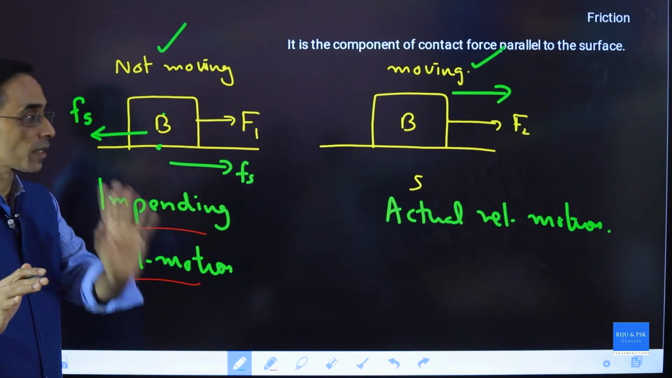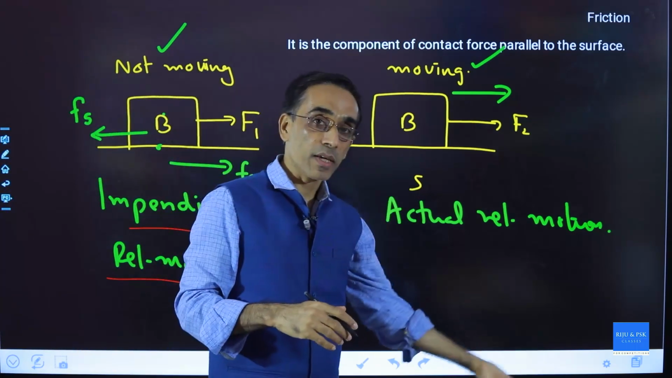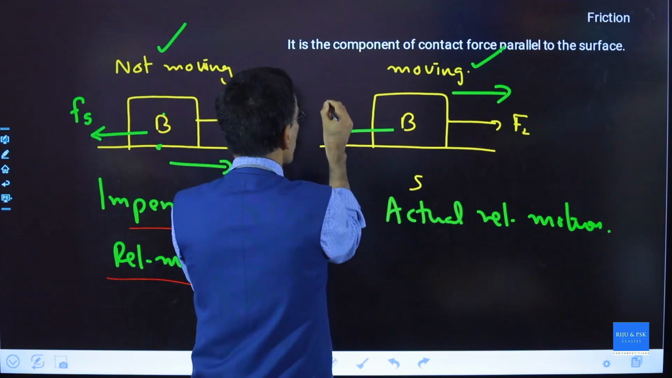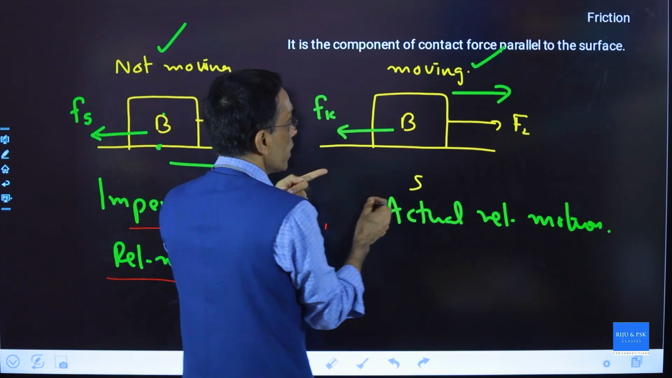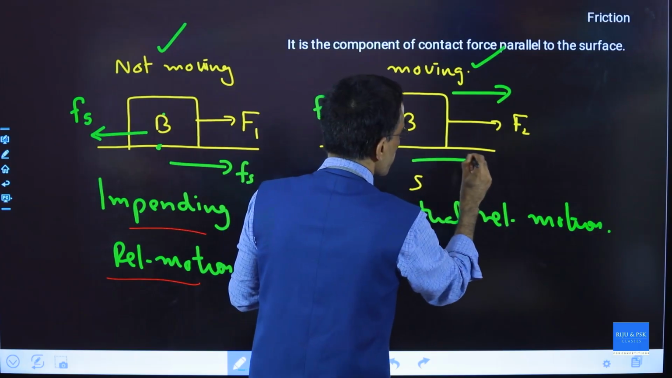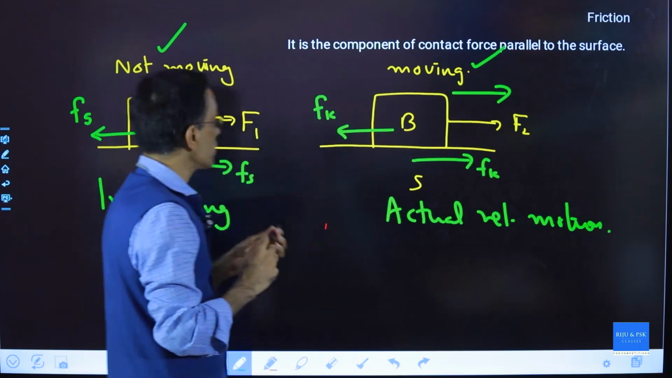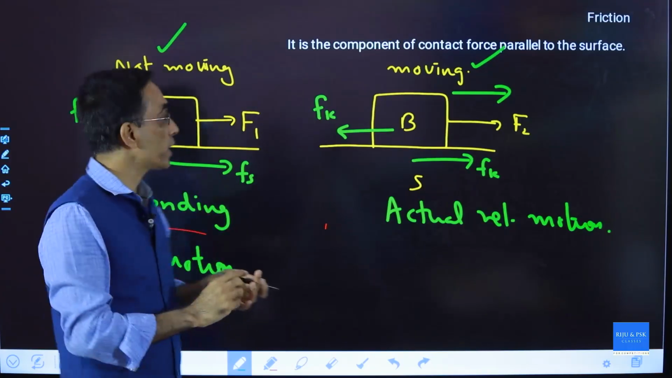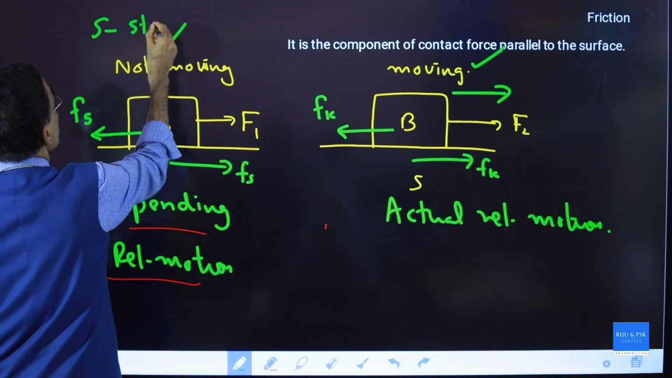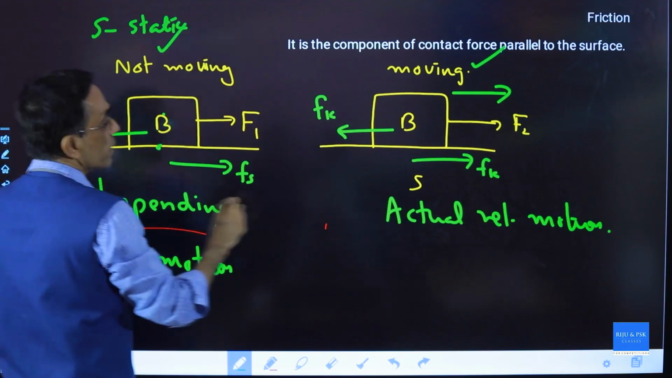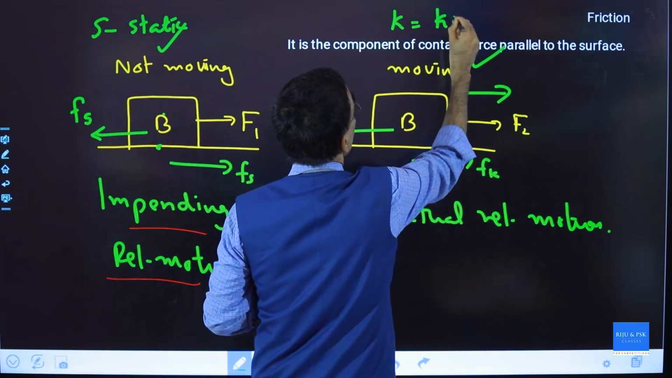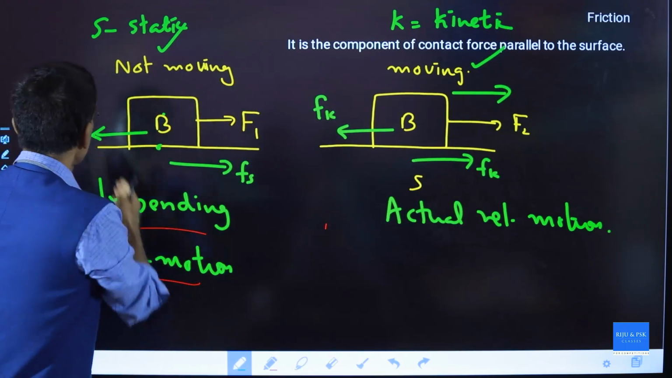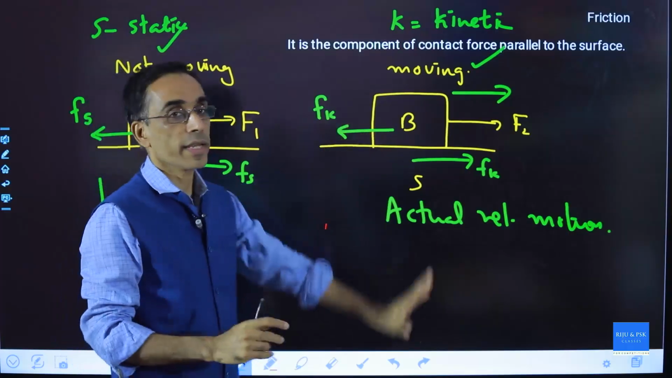Is that okay? Right. Now if the body is actually moving, the relative motion of B is to the right side. So the force of friction will be in the backward direction. We write it as Fk. And the floor will experience this force in the forward direction, Fk. And why is it called S here and K here? S stands for static, not moving, and K stands for kinetic. Kinetic means motion. This is called static friction, this is called kinetic friction.